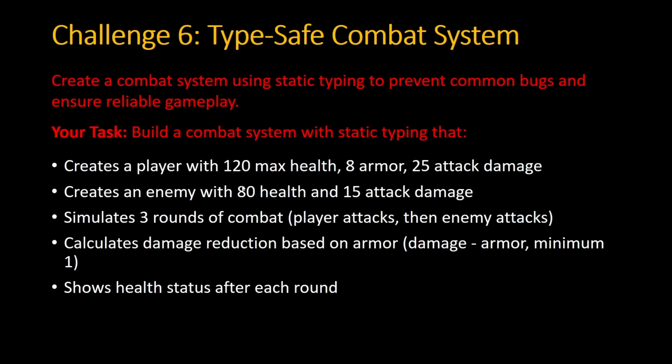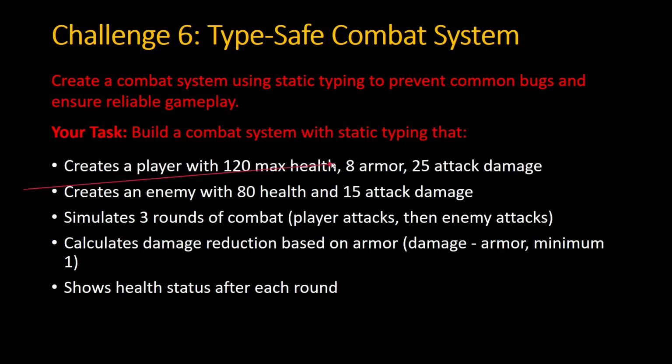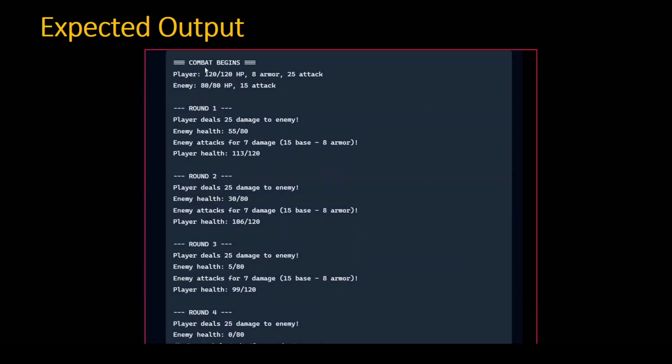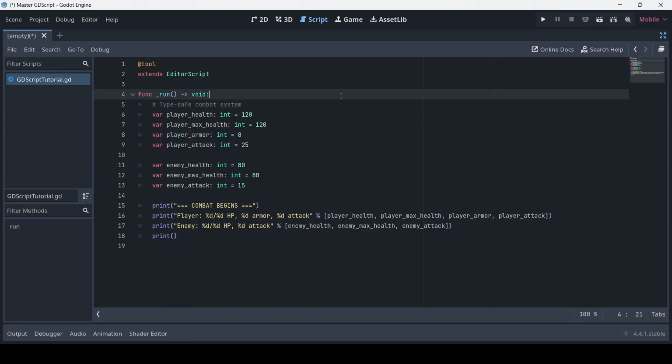Now this is the last challenge of this course, the type-safe combat system. You have to create a combat system using static typing, not dynamic, to prevent common bugs and ensure reliable gameplay. Your task is to build a combat system with static typing: first, create a player with 120 max health, making sure that this 120 is an integer, 8 armor, and 25 attack damage. Create an enemy with 80 health and 15 attack, and simulate 3 rounds of combat. Calculate damage reduction based on armor and show the health status after each round. The expected output is this one, kind of long.